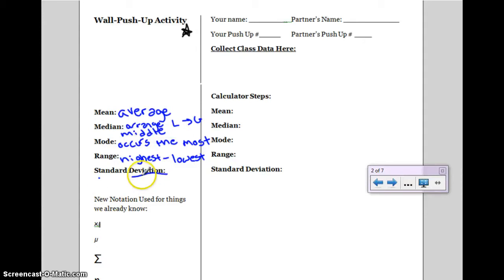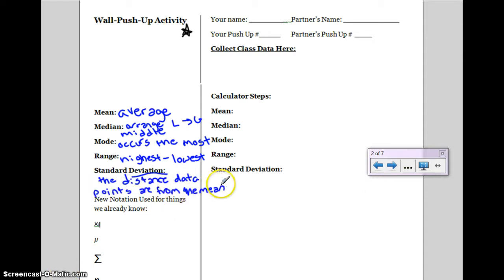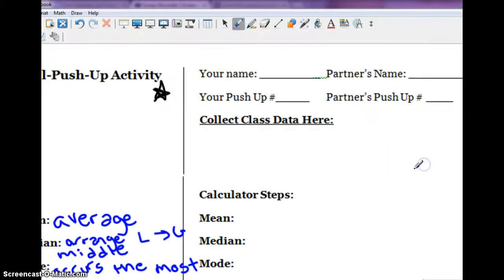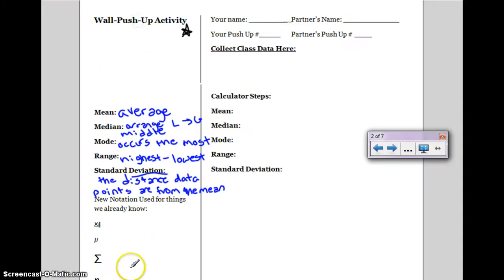So when you think about the deviation, we're asking how far away from the mean do we deviate? So the distance data points are from the mean, and that's again on average. So approximately how far away are they? We're going to be using some new language to be talking about this.